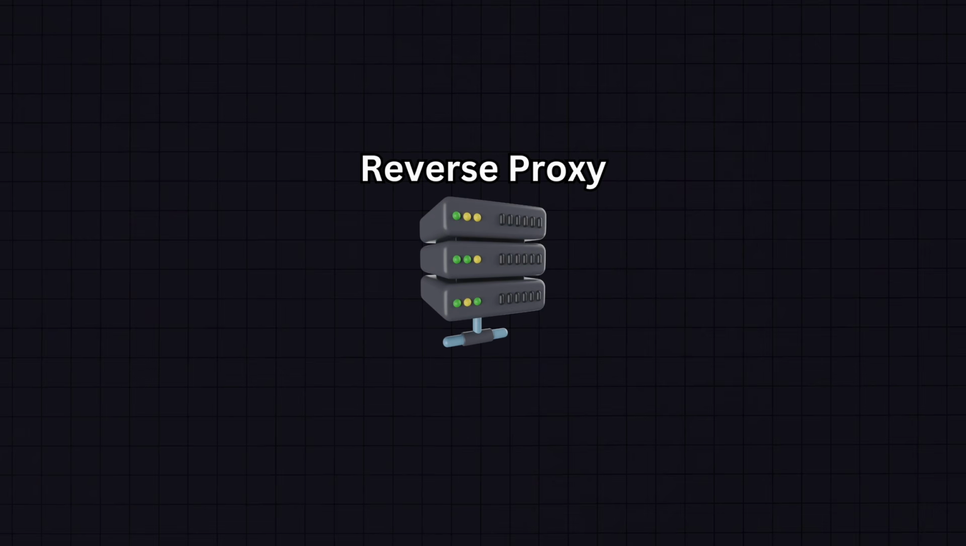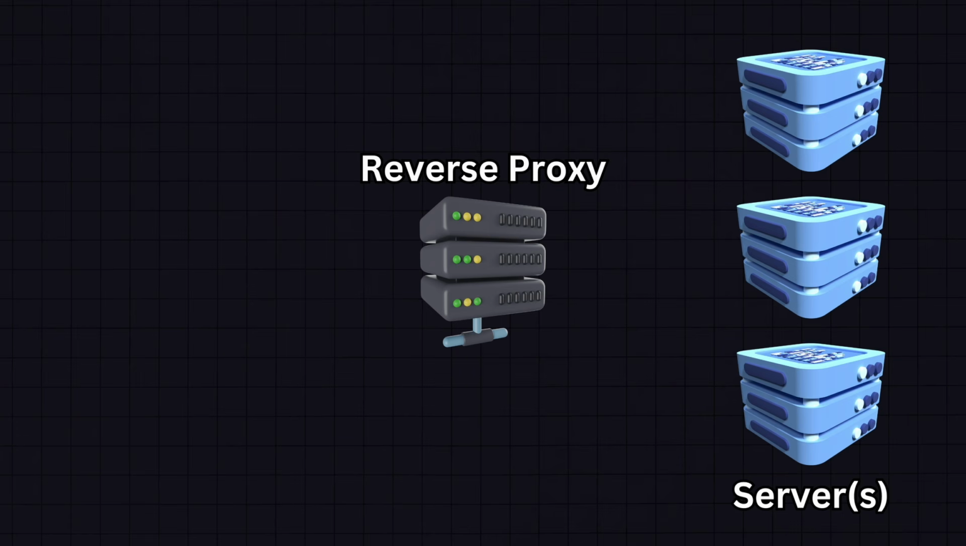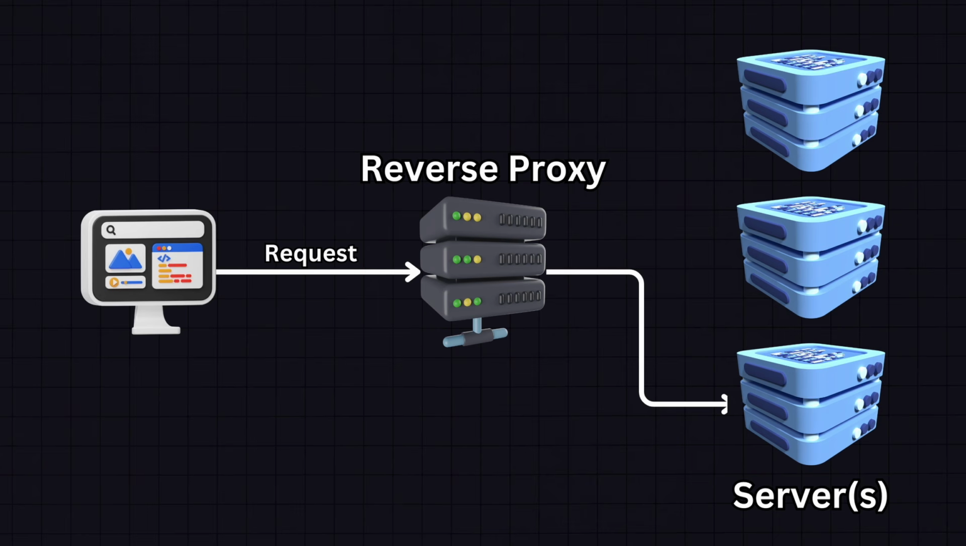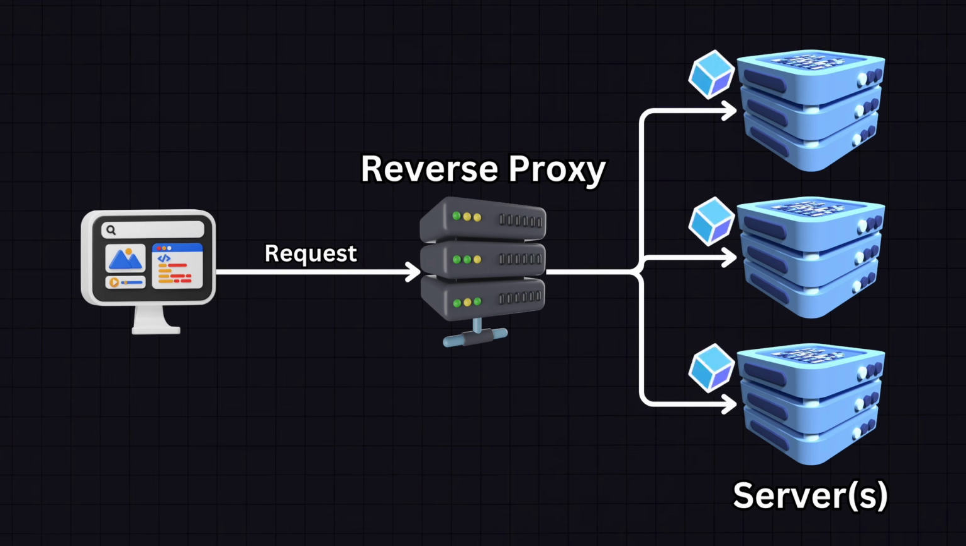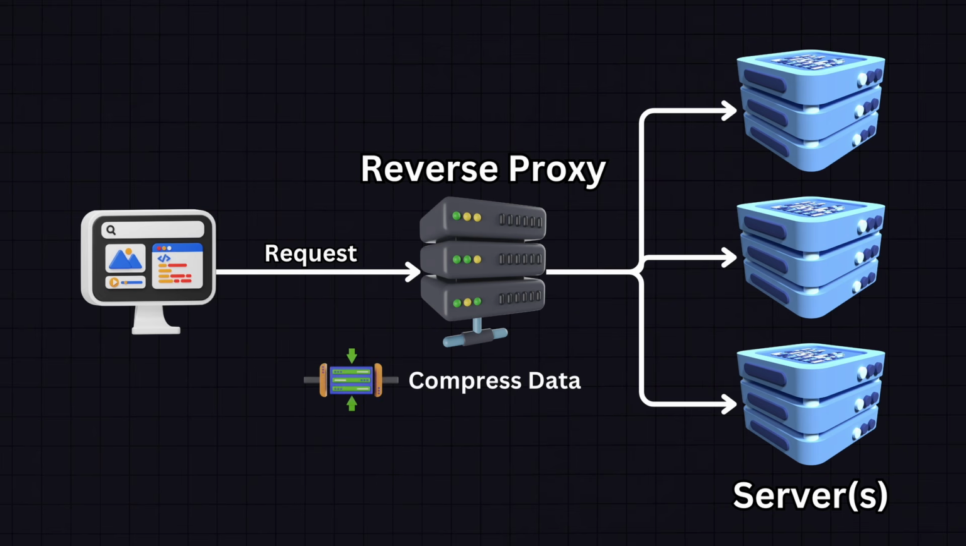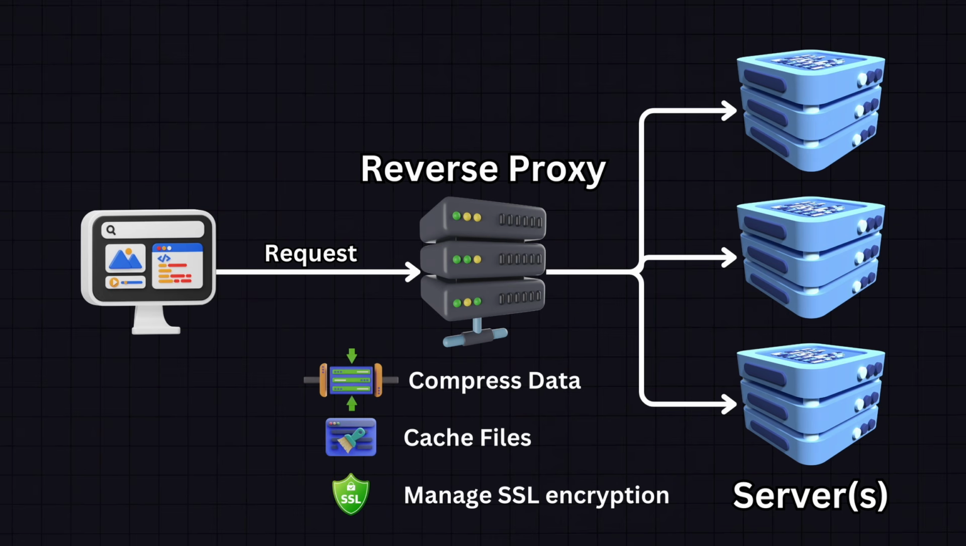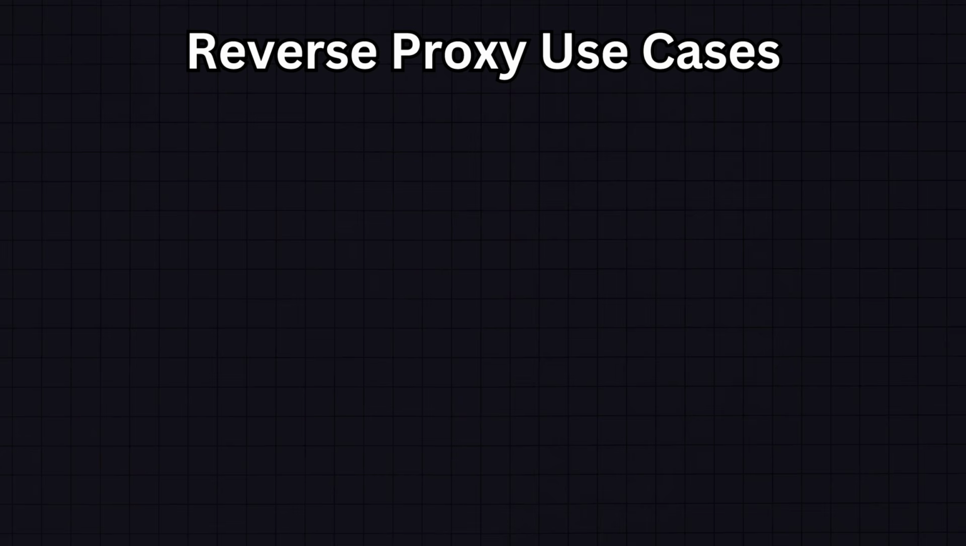On the other hand, a reverse proxy is a type of proxy server that sits in front of one or more web servers, intercepting requests from clients before they reach the servers. While a forward proxy hides the client's identity, a reverse proxy essentially hides the server's identity or the existence of multiple servers behind it. The client interacts only with the reverse proxy and may not know about the servers behind it. It also distributes client requests across multiple servers, balancing load and ensuring no single server becomes overwhelmed. Reverse proxy can also compress inbound and outbound data, cache files, and manage SSL encryption, thereby speeding up load time and reducing server load. Some common use cases of reverse proxies are load balancers.